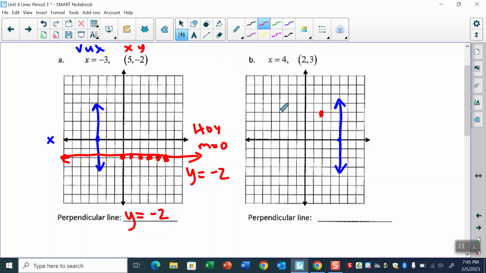And I want a perpendicular line, right? So it's got to be a 90-degree angle. So it's got to have a 0 slope, right? So it's going to be y equals, and where's it cross? The y is going to be 3. Okay, all these points have a y coordinate of 3.